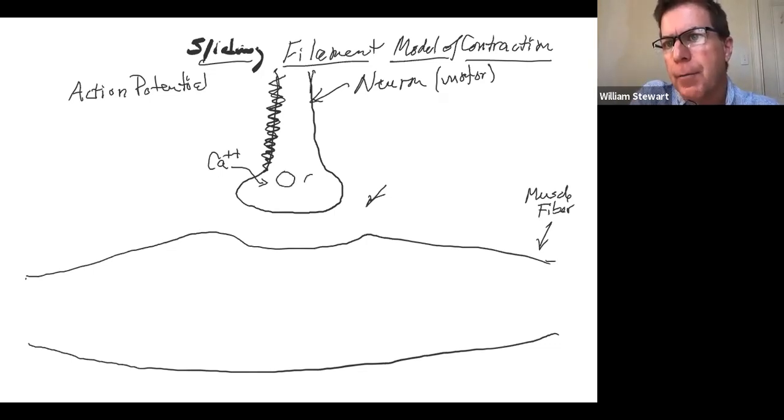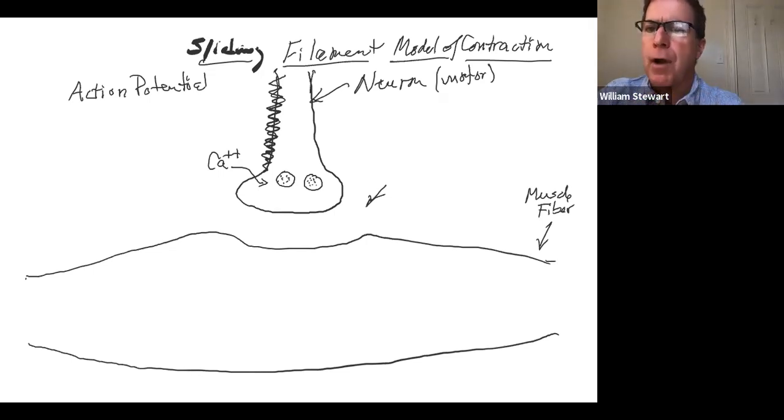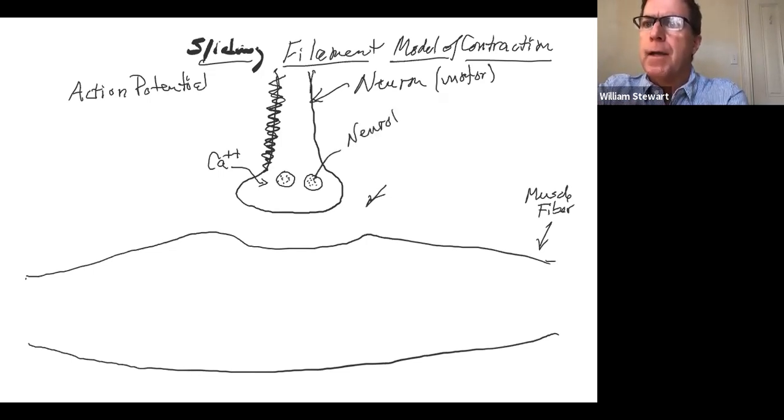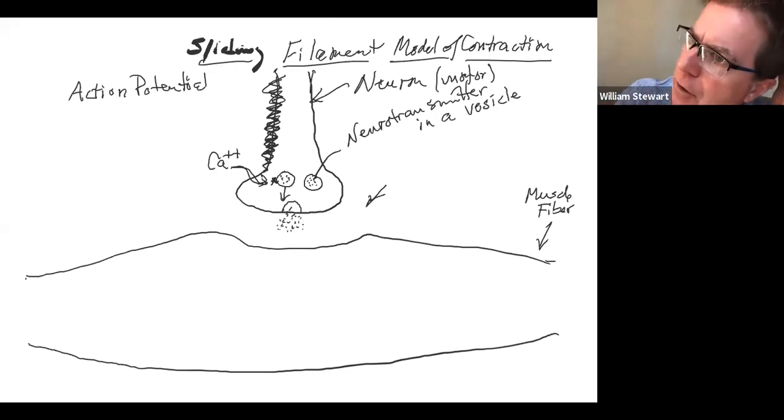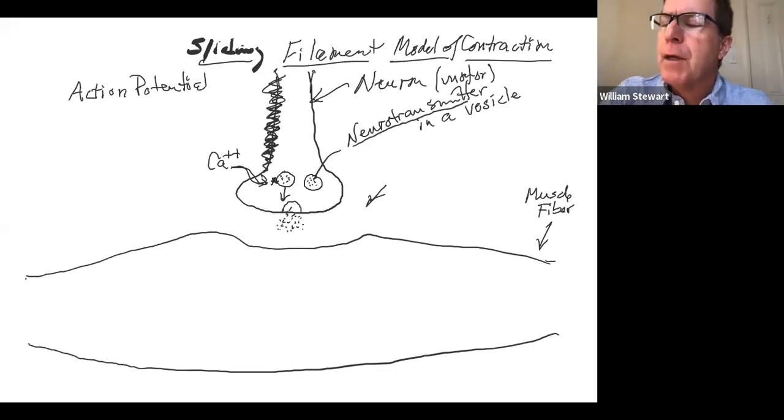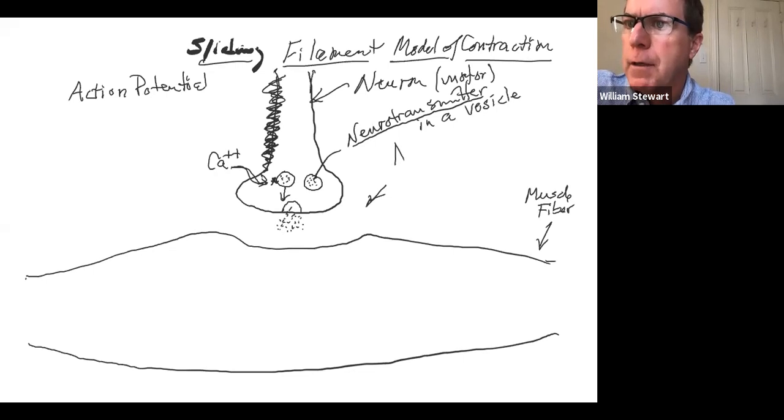Inside of this neuron is stored chemical in these bubbles called vesicles. That chemical is called neurotransmitter. So I'm just going to label this neurotransmitter in a vesicle. That just means in a bubble, okay? So the electrical impulse comes down, calcium goes in. Calcium binds to this membrane right here, and it causes this vesicle to migrate to the end and release its chemical. Now, in the case of a skeletal muscle contraction, that neurotransmitter has a specific name because it's a very specific chemical. It's called acetylcholine.